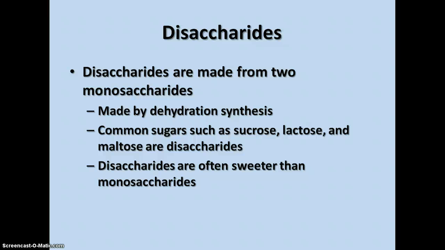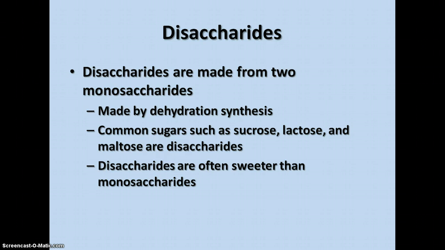Sucrose is the common table sugar that we use every day when we put it on our Cheerios at breakfast, or put it in our iced tea, or make a batch of Kool-Aid. Lactose is milk sugar. It's the sugar that some people have difficulty digesting if they're lactose intolerant. Maltose is another common sugar that is a disaccharide that's found in lots of different things.